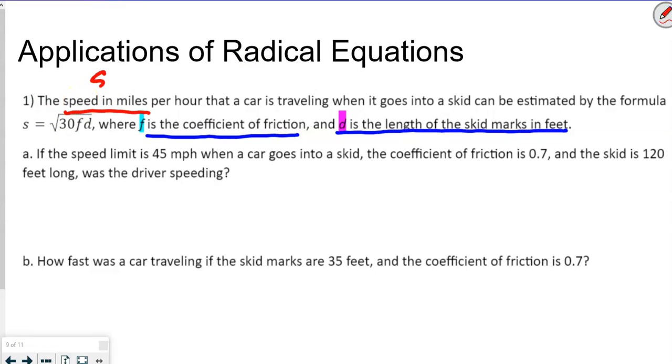So that's our S. Okay, so this is S. That was F, and that's D. So we're going to go ahead and write this formula. S equals the square root of 30 FD. So now what we want to do is figure out if we can figure out what each of these are, okay?